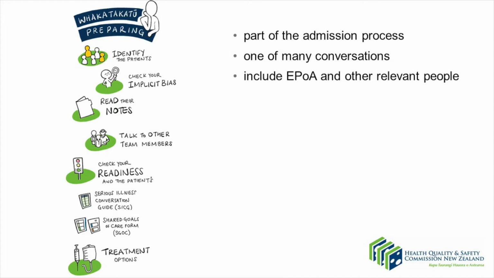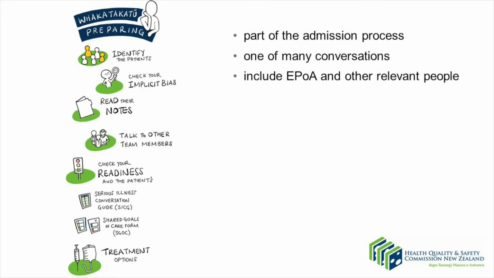We also need to ensure that we include the enduring power of attorney and any other relevant people. We need to check for our own implicit bias, and it's a good opportunity to watch the implicit bias videos if you haven't done so. Then we need to read through the notes, the interRAI assessment, and any other documentation that will contribute useful information to this conversation. We also need to talk to other team members as they may also have information to contribute. We need to check our own readiness for the conversation, and we need to make sure we have the right documents in front of us.